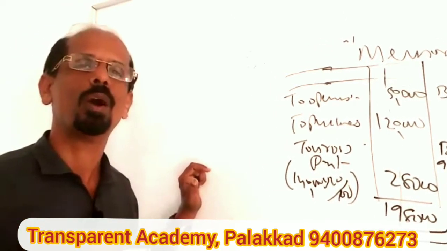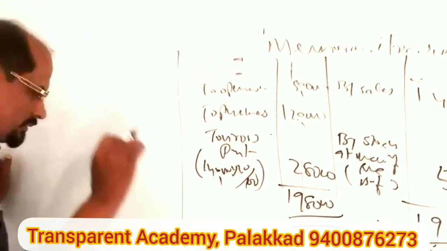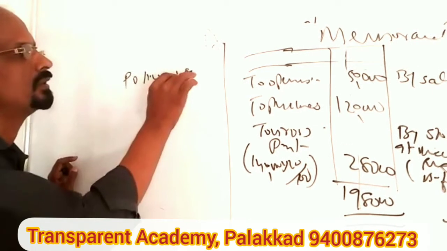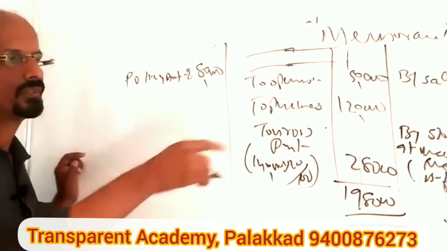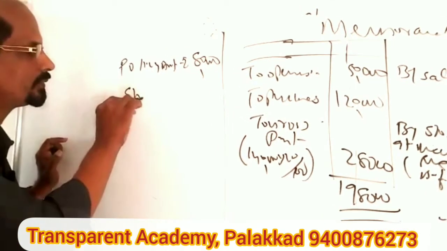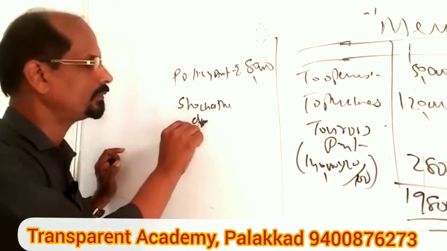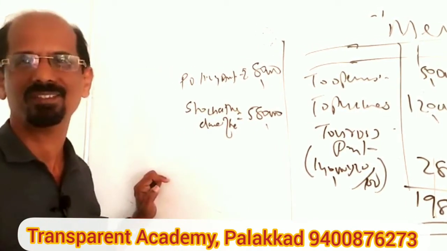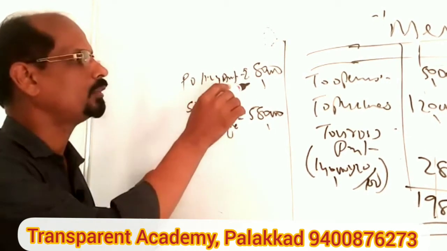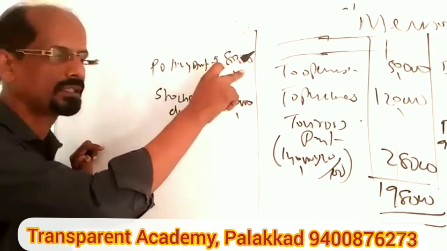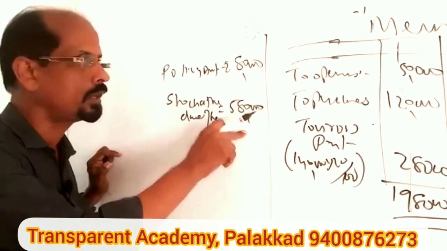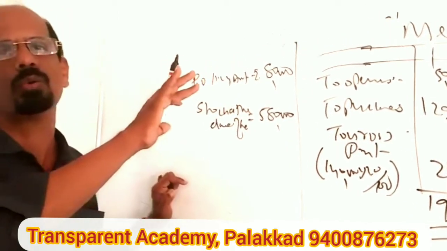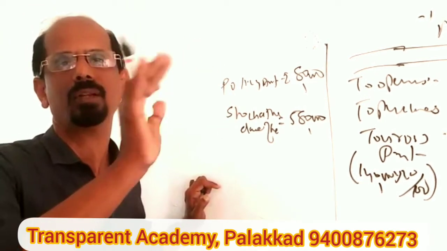Now let us see how you will apply the average clause. Suppose the insurance policy amount is for rupees 80,000. And stock at the date of fire is, as we have ascertained, 58,000. Here the policy amount is 80,000, stock at the date of fire is 58,000, so the policy amount is more than the stock at the date of fire. So there is no necessity of applying average clause.